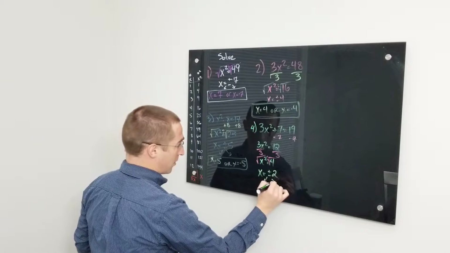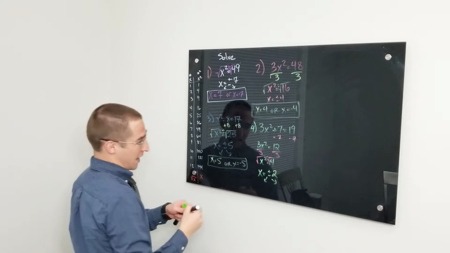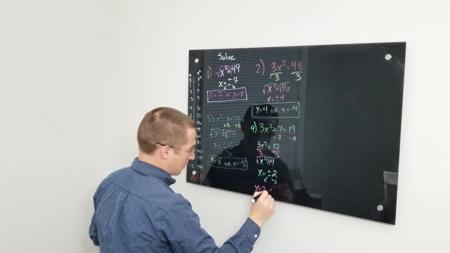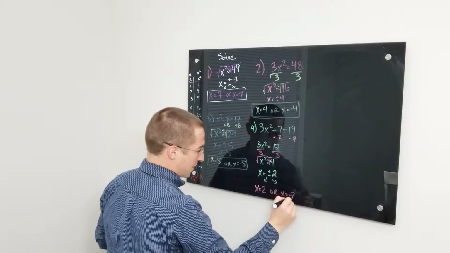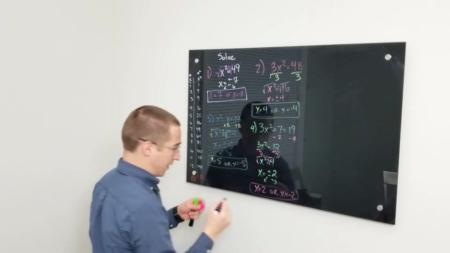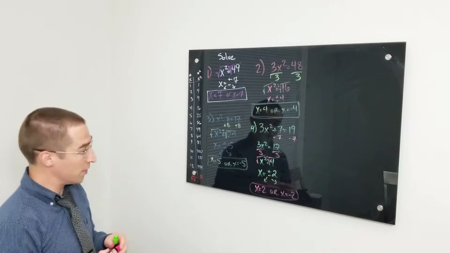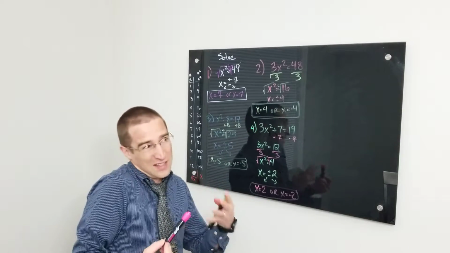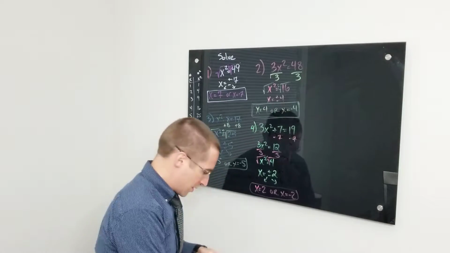And then we write out our 2 answers as x equals 2 or x equals negative 2. Always write out your final answers as the positive or the negative, using the word or, not and. If it's and, that means it's both at the same time, which can't be. So it's one or the other.